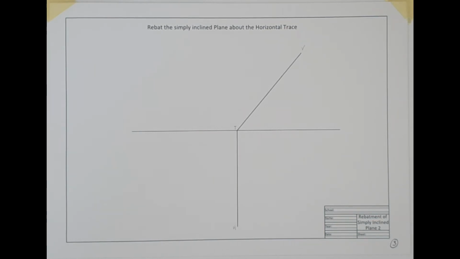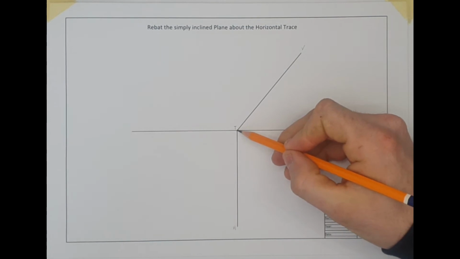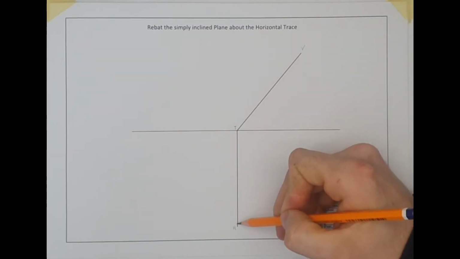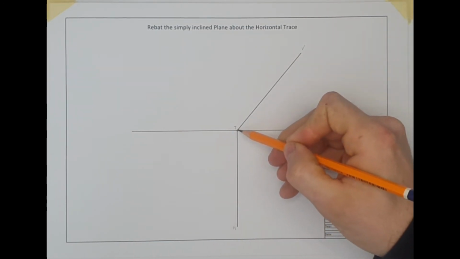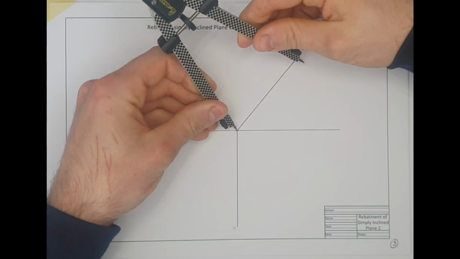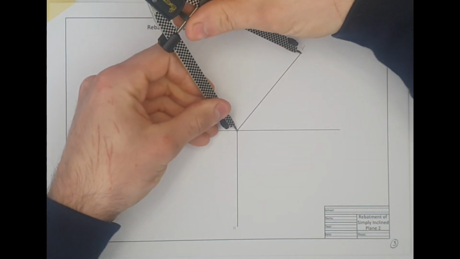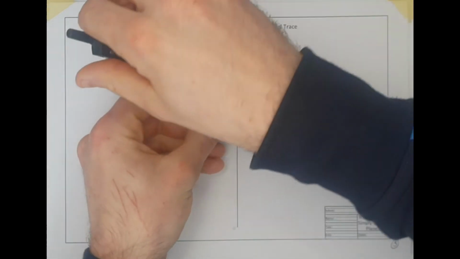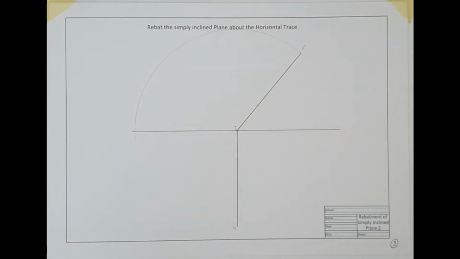This is, if you want to look back in the video, it is model 1, 2, 3, model number 5 there, the blue one, and we can see an edge view of the plane in here. The horizontal trace, when we look up along, appears as a point right here. So the rabatment is actually very easy. We just take our compass from T, bring it up to the point V, rabat it down onto the ground.